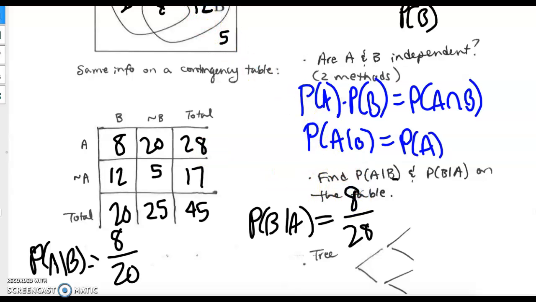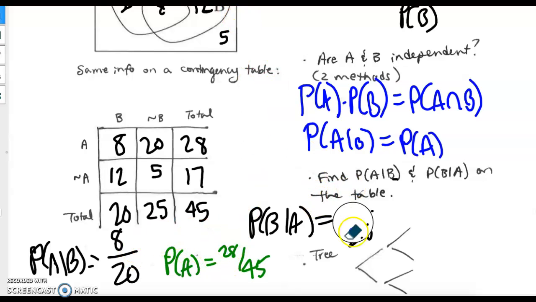And if I want to talk about independence, I would compare this to the probability of A in general, which is equal to 28 out of 45. If these two answers are the same, then they would be considered independent, but they are not the same. This is about 40%, I think. And this is going to be about 60%. So they're not the same. So these would not be independent.